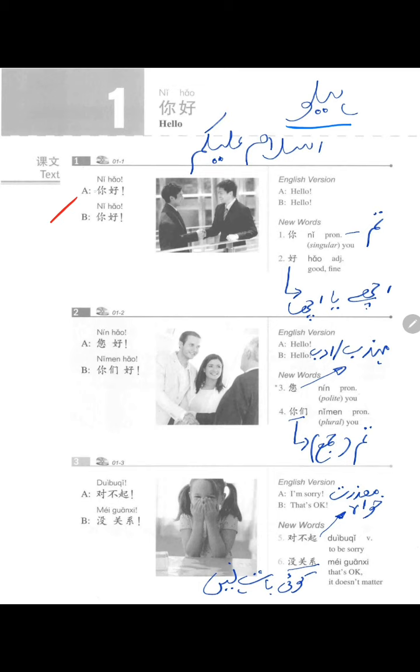Okay, so the first dialogue, if you see, it says ni hao, hello, ni hao. So the first person, this person is saying ni hao. So we will say that this is person A and this is person B.